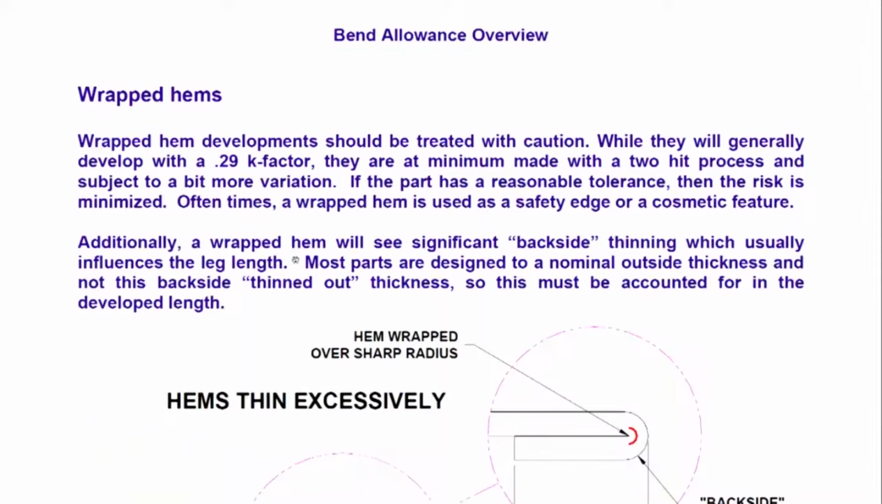So, if you have completely closed, wrapped hem development should be treated with caution. While they will generally develop with some 0.3 K factor, they are at a minimum made with a 2-hit process and subject to a bit more variation. If the part has reasonable tolerance, then the risk is minimized. Wrapped hem is used as a safety edge or a cosmetic feature.